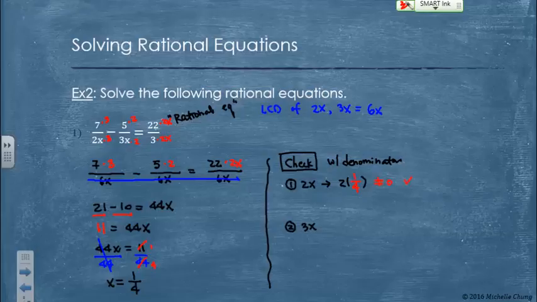2 times 1/4 is not equal to 0, so this is okay. Second one, 3x, and x is 1/4. And 3 times 1/4 is not equal to 0, so this is okay. So now finally we can say the solution of this equation is 1/4. Or if you want to use the set notation, you can write it this way.